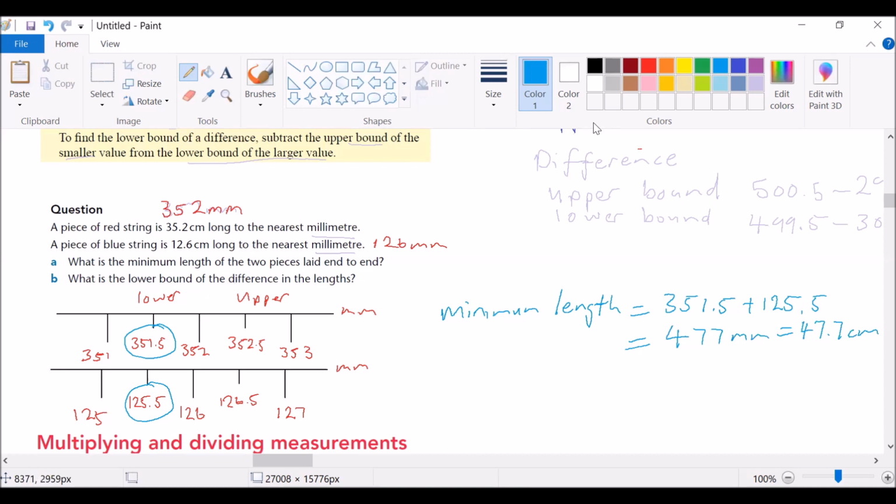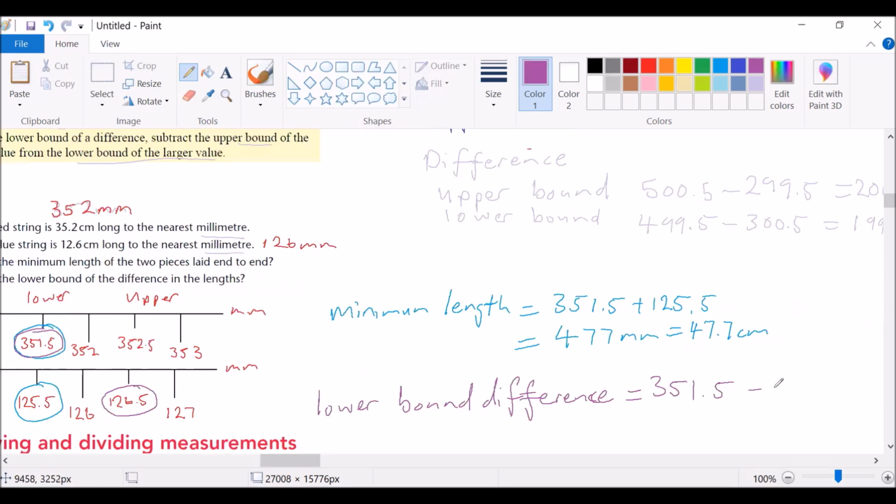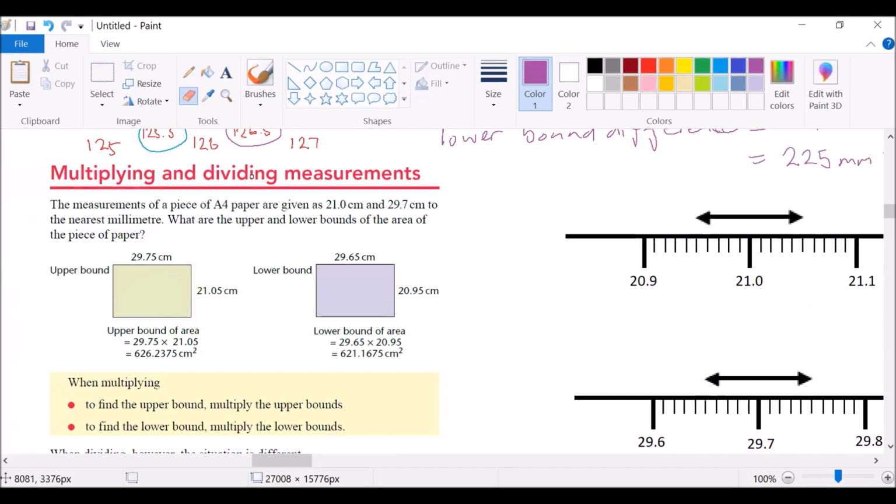If we want the lower bound in difference, we would say the lower bound of the larger value minus the upper bound of the smaller value. Lower bound difference will be equal to 351.5 minus 126.5, which is 225 millimeters, which is equal to 22.5 centimeters. Multiplying and dividing measurement.